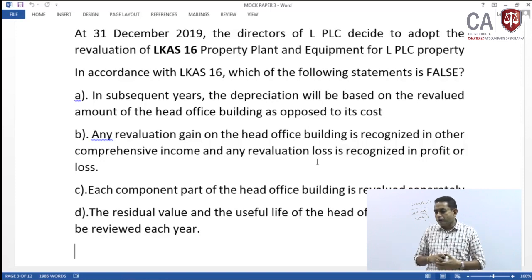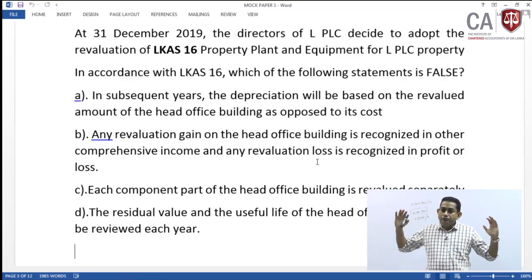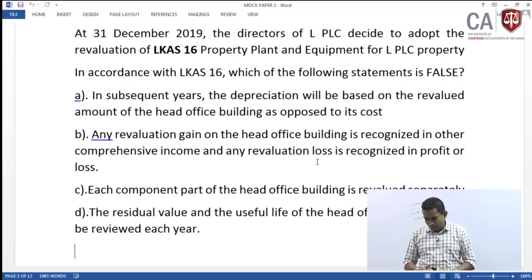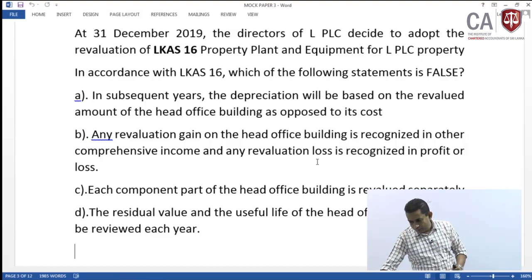Each component part of the building, head office building, is revalued separately, and that is not what is required by LKAS 16. If the asset is not a complex asset where different components have different lengths of lifetime, then you should revalue the building as one single asset without each component being revalued separately. So, the answer has to be the third one, C.